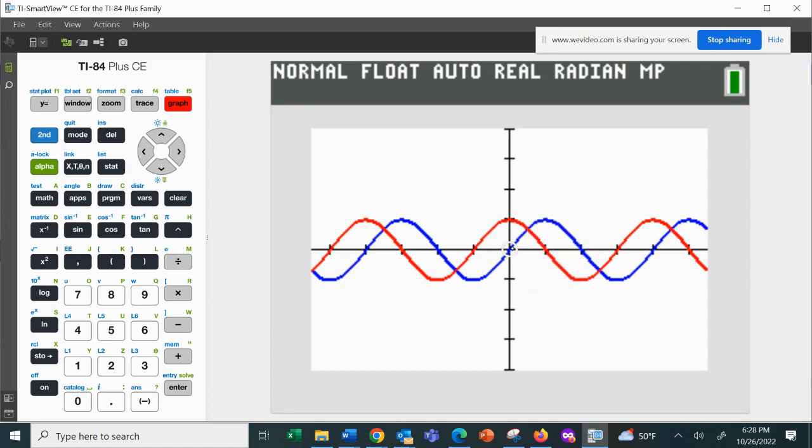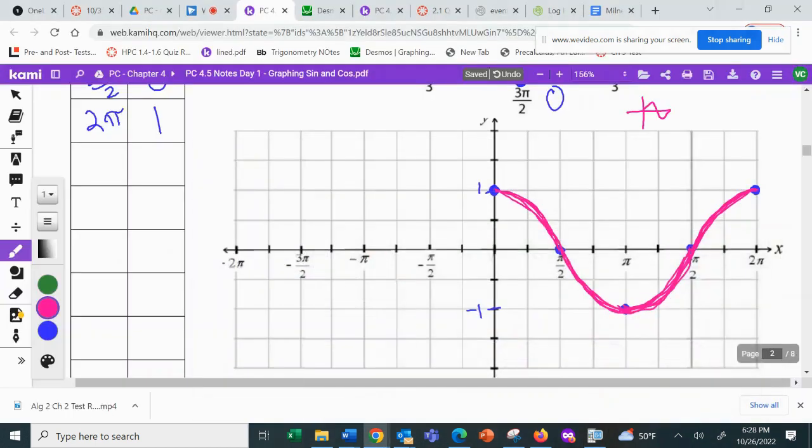So the blue one hits at 0. Actually, those don't line up. I'm lying. I'm looking at pi over 2, then I'm looking at pi. So for the cosine graph, it hits the x-axis at pi over 2. The sine graph hits the x-axis at pi. And they're exactly 90 degrees or pi over 2 apart from each other. Same shape though.